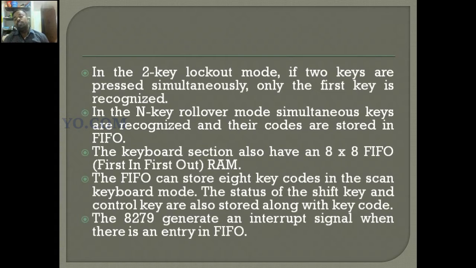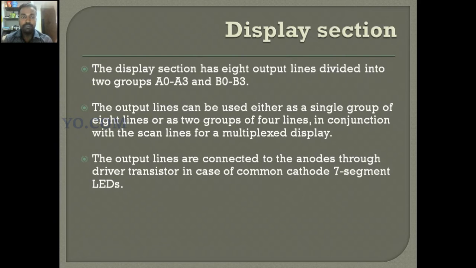Okay, so simply you can say that the 8279 scans the keyboard continuously. If any key is pressed, it will find the key and the key codes are stored in first in first out RAM. After storing, it will generate the interrupt signal. So every time it will generate the interrupt signal that indicates that the keys are recognized. Okay, right. Next we are going to see the display section.